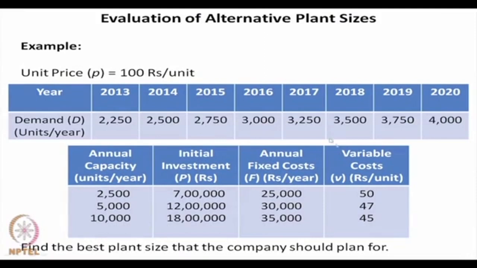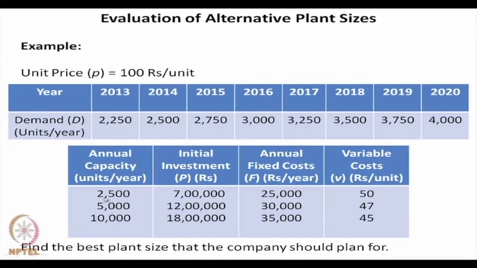Here, we have assumed that the demand for a particular product from 2013 through the year 2020 increase in this fashion, from 2250 units per year to 4000 units per year. The unit price of the product is assumed to remain constant at 100 rupees per unit. Let us say that there are a few alternative plant sizes such as this.